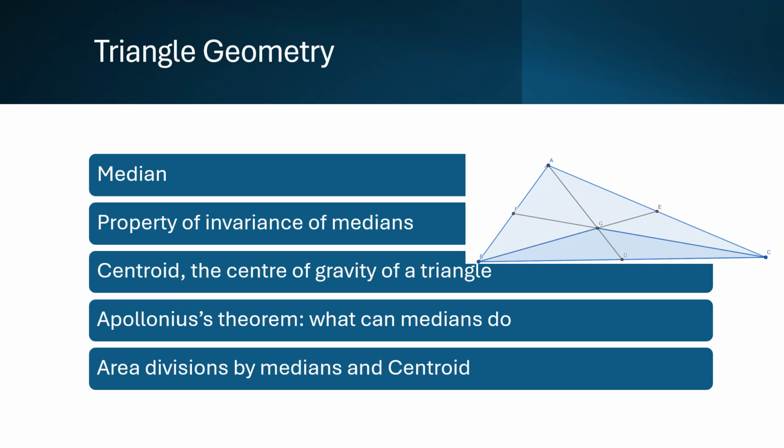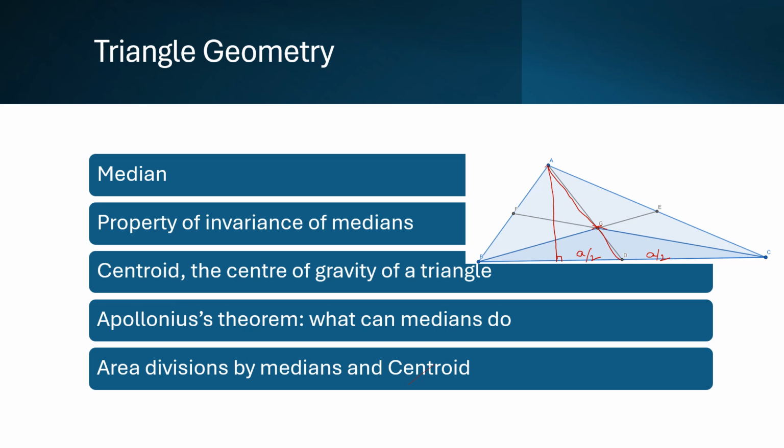For now, let us focus on one very interesting topic of triangle geometry, which is medians. A median is a line segment that connects a vertex of the triangle to the midpoint of the opposite side. So D is the midpoint of BC. Medians are always concurrent, and this property of medians is called the property of invariance. All these medians meet at a point called the centroid.